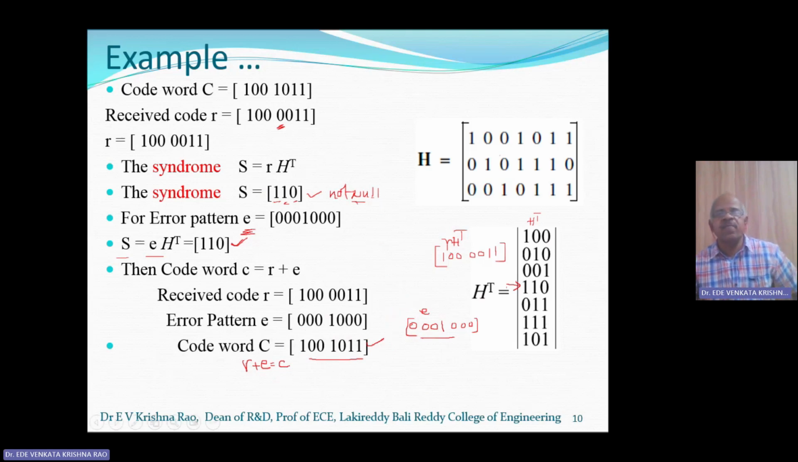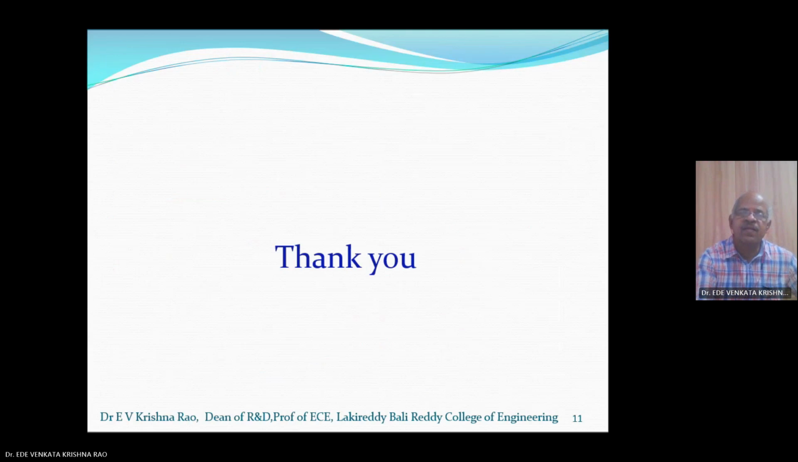So this is what happens in the cyclic code when the code word is transmitted. Whatever the received word, we have to check the syndrome. If the syndrome is not null, there is an error. We need to find the error pattern corresponding to that syndrome, EH transpose. Then add that error pattern to the received word. We'll get the code word. Thank you.